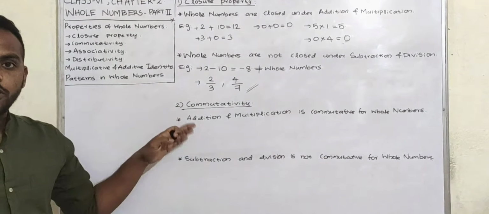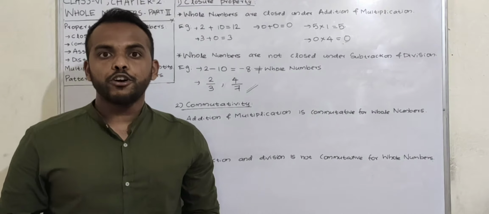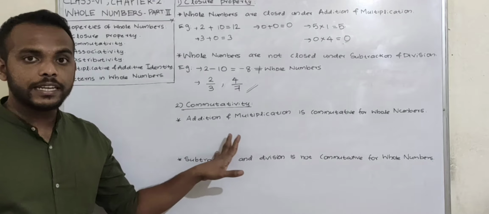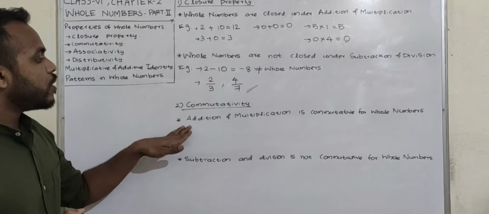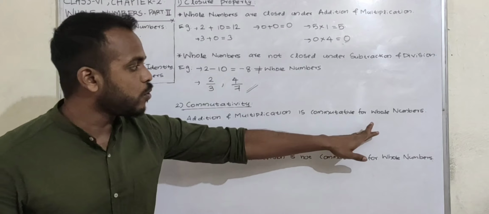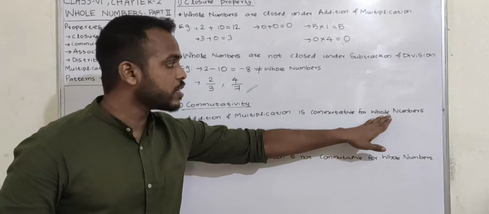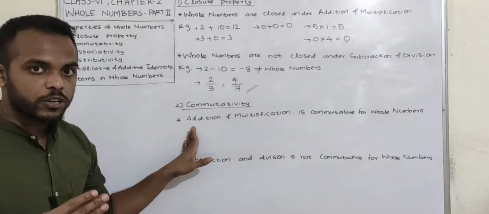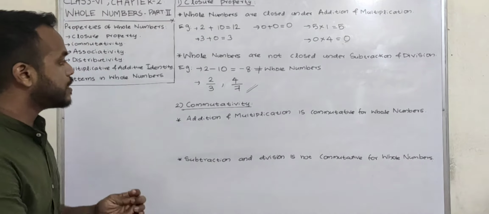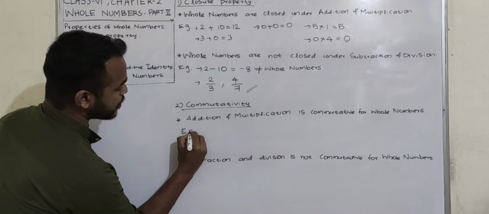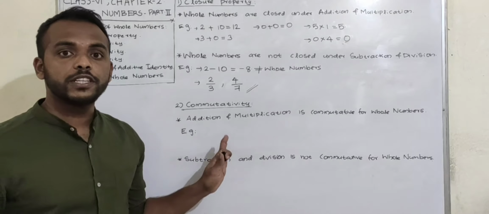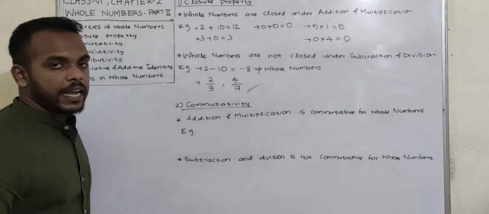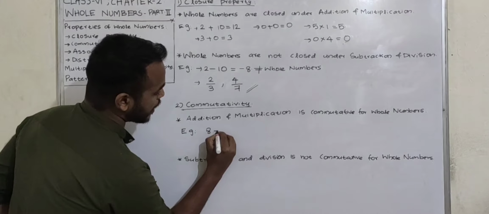Now let's move on to the second property, commutativity. I hope you understood the closure property. This is a very easy one. Let's see which operations are commutative for whole numbers. We are discussing the properties of whole numbers, and now we are going to see the important property, commutativity. Let's see what commutativity is. Commutativity simply means the order in which the operation is done. For example, if I take any two random numbers, 8 and 4.